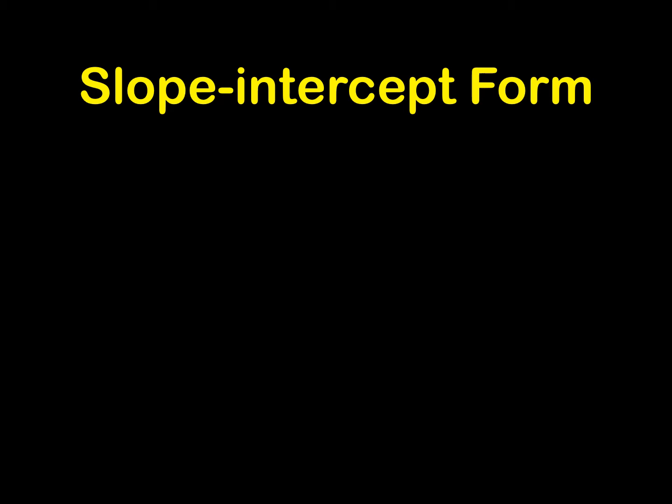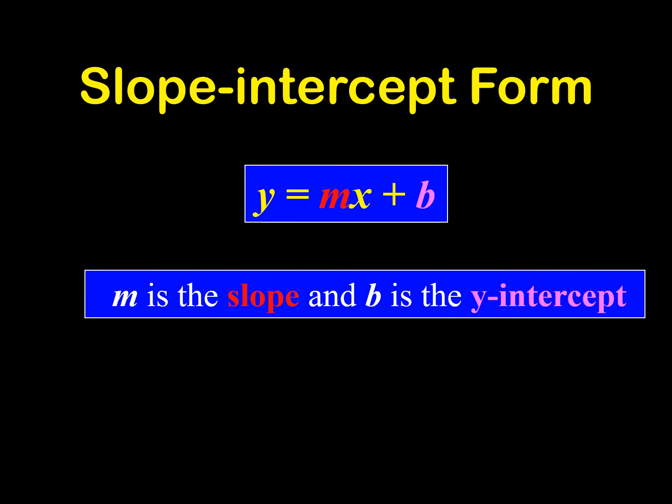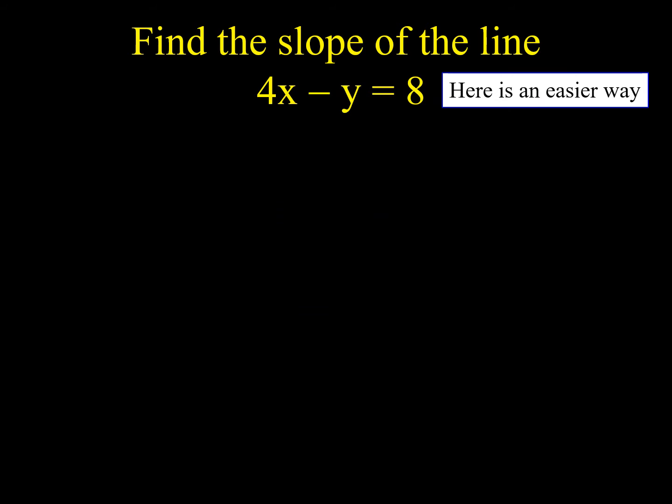Let us have a recall in the slope-intercept form. So in slope-intercept form, we have y is equal to mx plus b, where m is the slope and b is the y-intercept. So to find the slope of the line, here's an easier way.